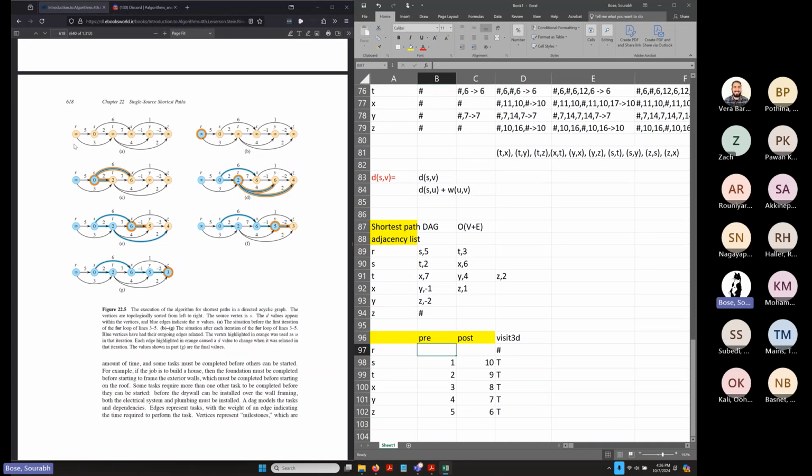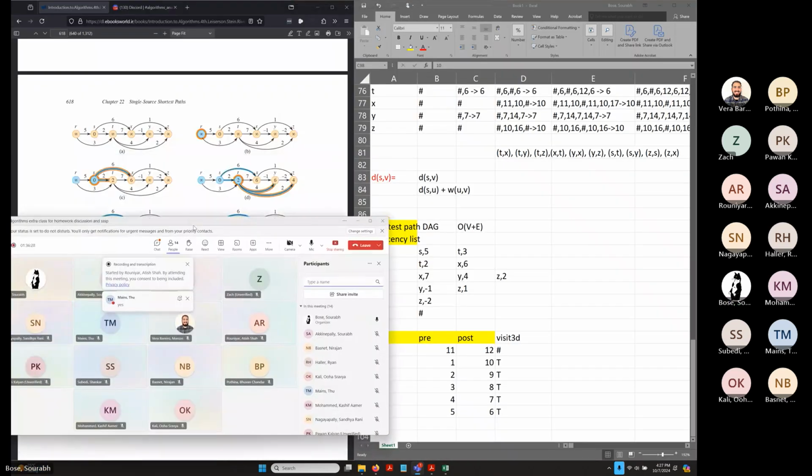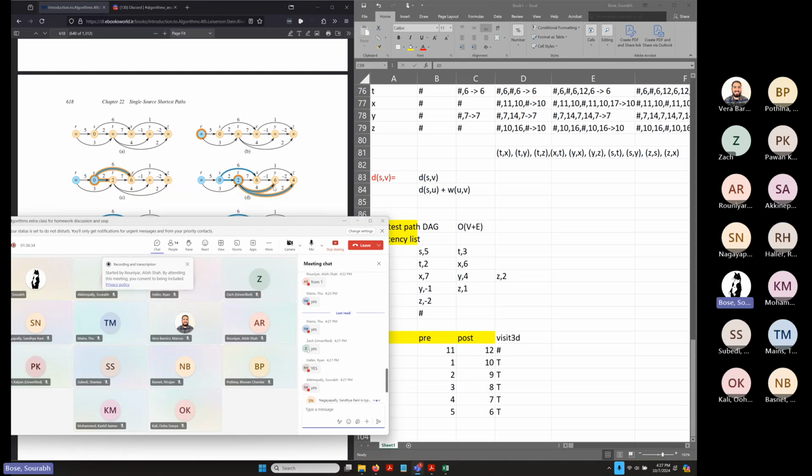But now we are going to start R at 11. Everything else for R, S and T are both visited. So R finishes at 12. Do you guys agree with this particular pre-post visit numbers and the topological order of R, S, T, X, Y, Z? Please type in yes or no if it makes sense. Awesome.